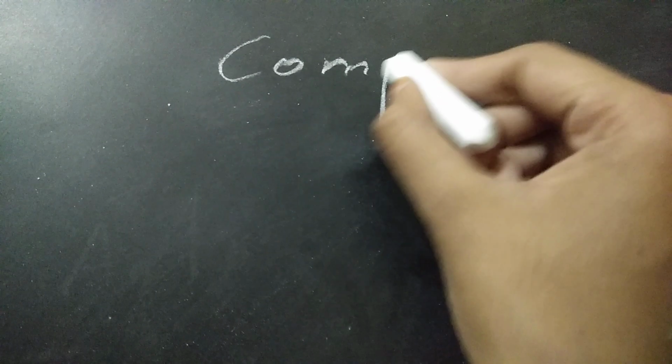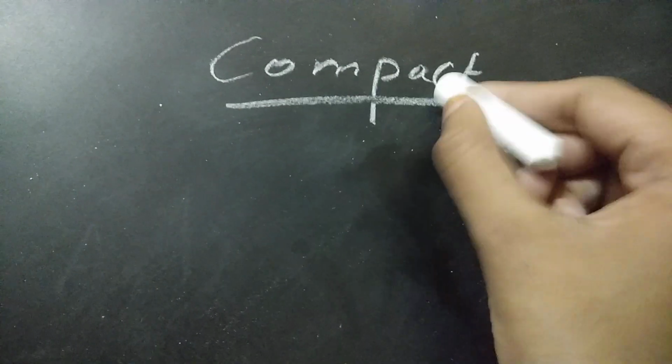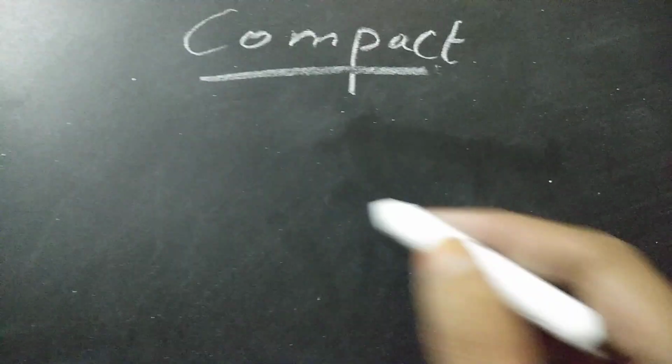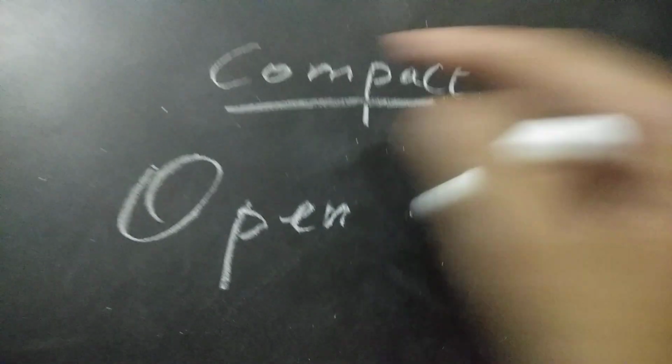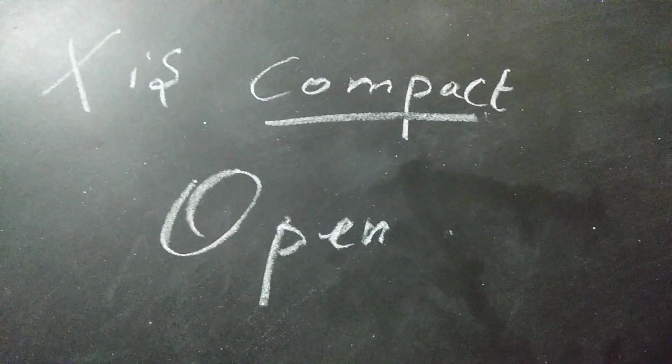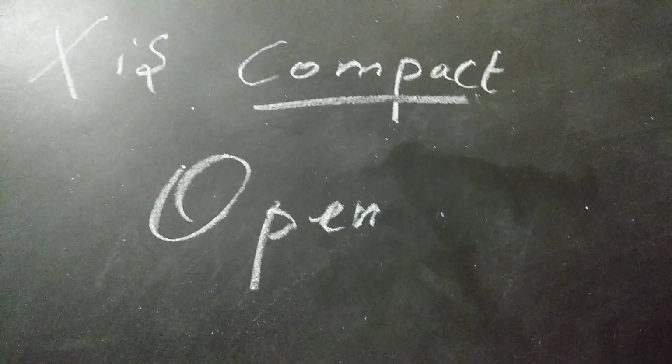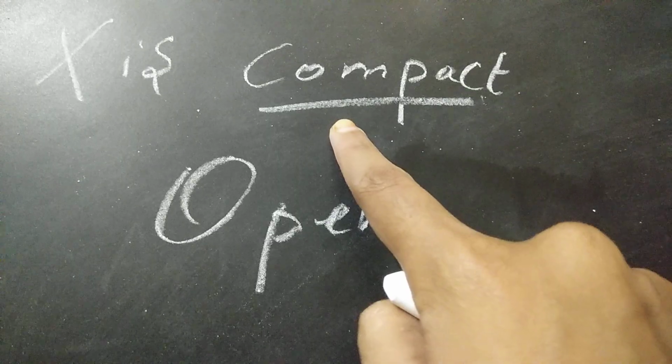I will explain what is called compact. Before that, you have to know what is called an open covering of X. That is, I am going to say X is compact, okay? X is a topological space. So now I will explain the definition of compact.